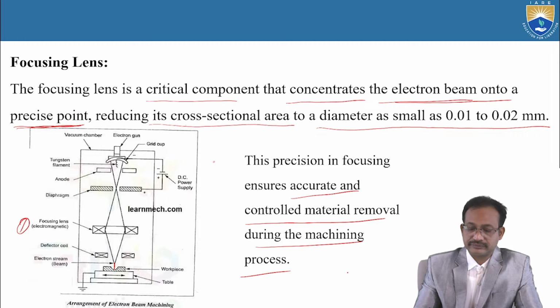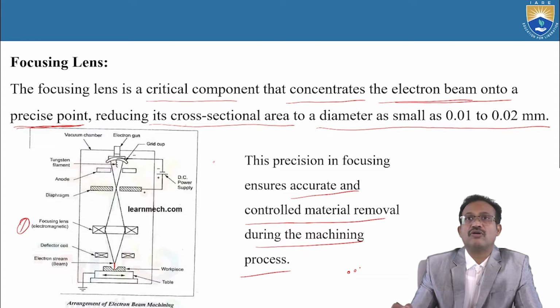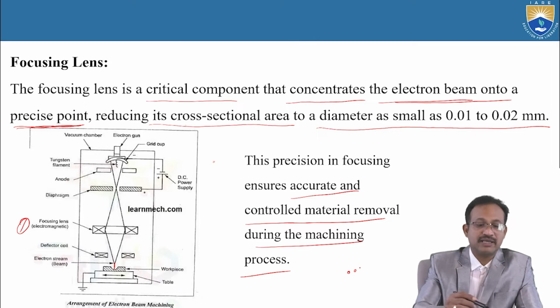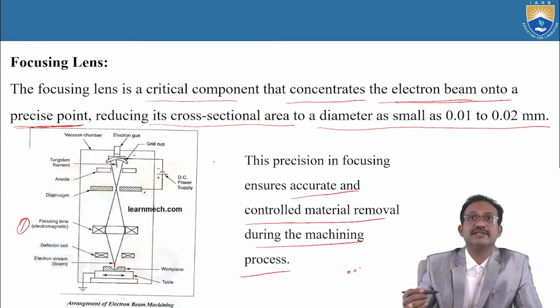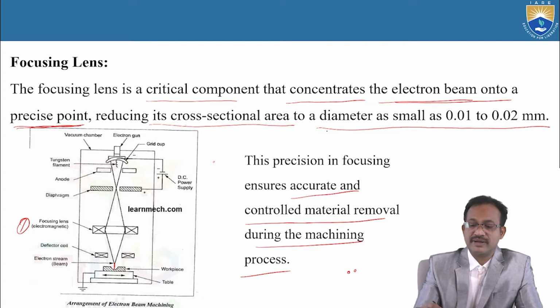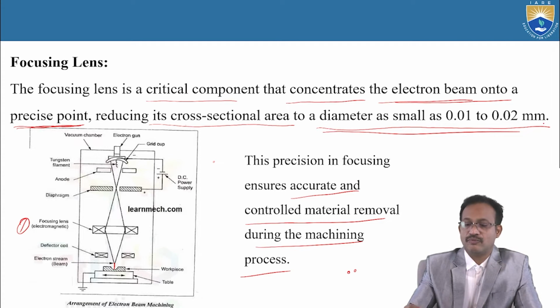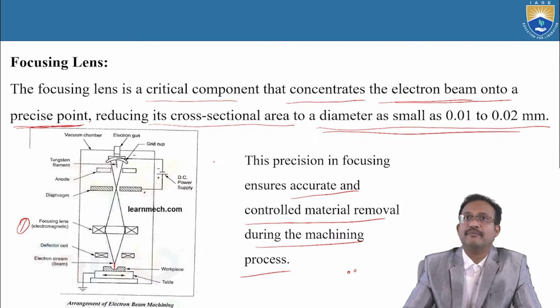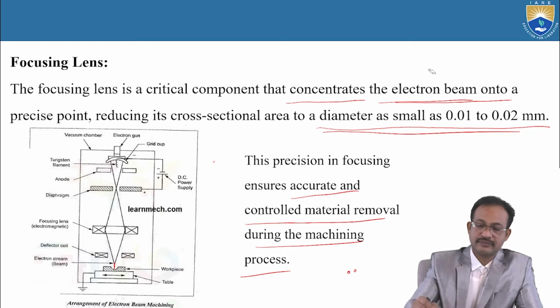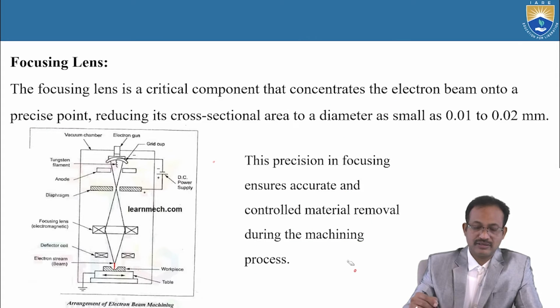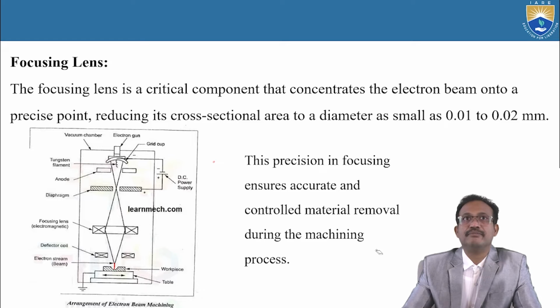Here surgical focusing is the main objective of this electron beam machining. So that's why the focusing lens purpose is to focus on a precise point, reducing its cross-sectional area to a diameter as small as 0.01 mm to 0.02 mm. So this is the purpose of the focusing lens in the electron beam machine.